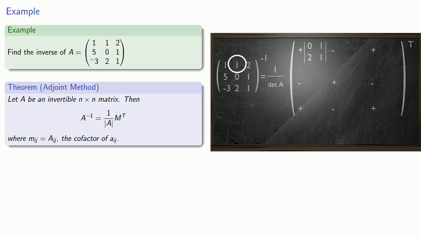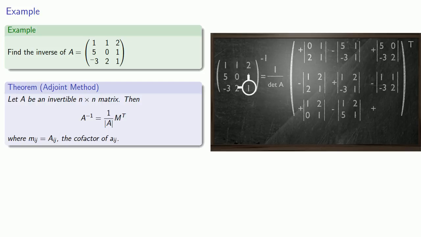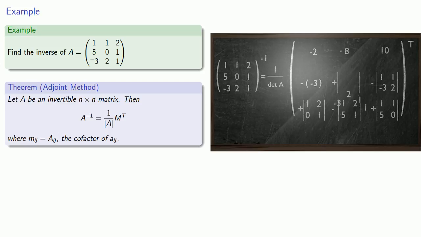For the first row, second column, we'll cross out the first row, second column to get the minor. First row, third column, we'll cross out the first row, third column, and the determinant of what's left over will be the minor. We'll do the same thing for the entries in the second row, and for the entries in the third row. We'll evaluate all of the determinants. Take care of the signs to get our cofactors, and then transpose the resulting matrix.